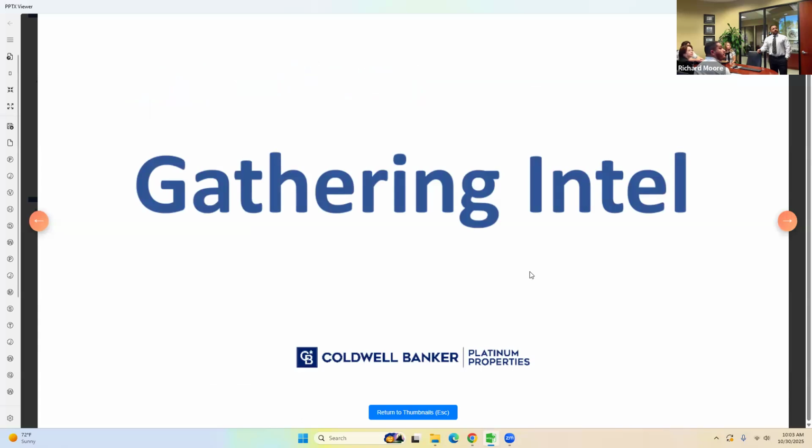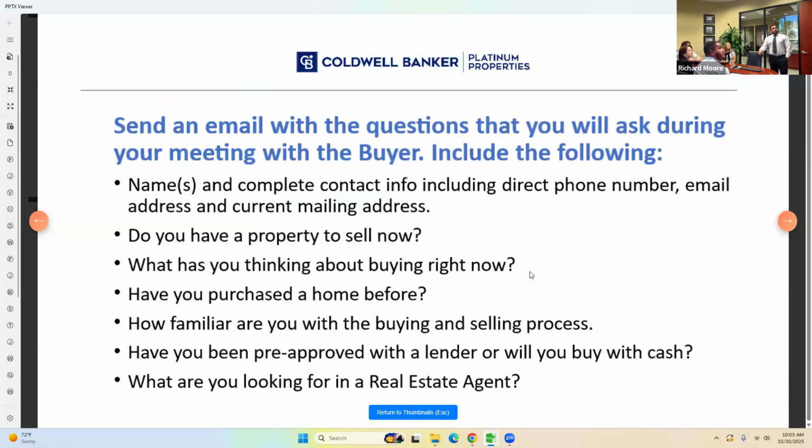So first thing is gathering intel. After you get that phone call, get their email address. You want to send them an email with a few questions, so that when you're setting the appointment, you have something to start with, something to go off of. You want their complete name, contact information, their mailing address. Ask them, do you have a property to sell now? Are you renting? Do you need to sell to buy? Because all this is important, right?